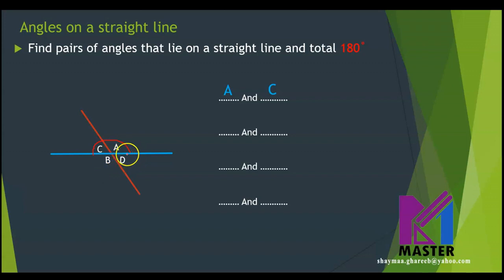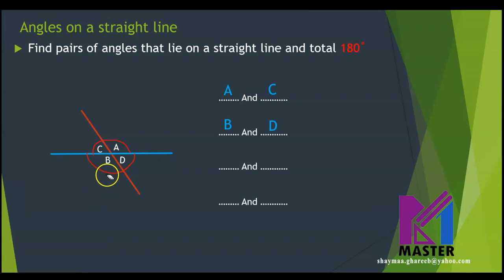Now, I want all of you to look at the blue line, but this time I'm going to look under the blue line. How many angles do you see under or below the blue line? I have also two angles below, B and D, which means these two angles add up to 180 degrees. So the second pair of angles will be B and D. Now we're done with the blue line.